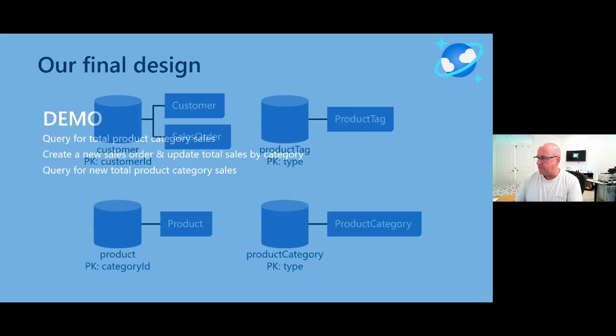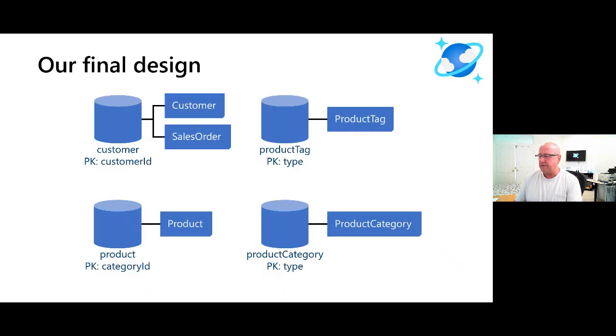Okay, let's go past this. So here is basically our final design. We've gone from 8 tables down to 4 containers. I've got a customer container with a customer ID partition key, and that contains the customer and sales order entities. I have a product tag container, a product container, and a product category container.